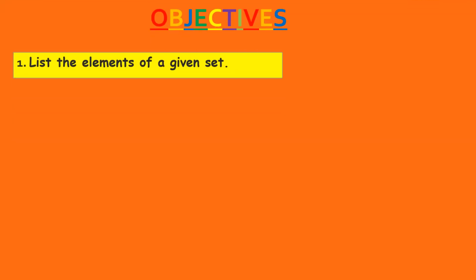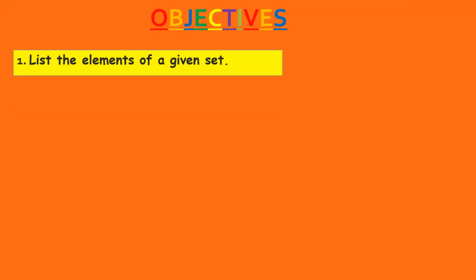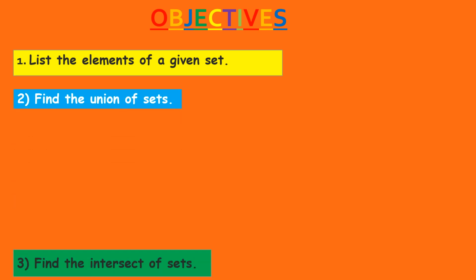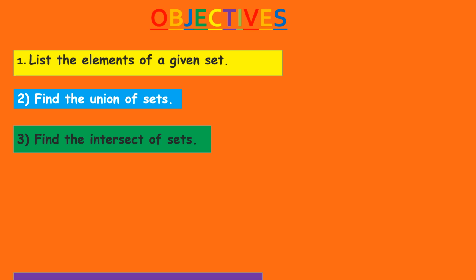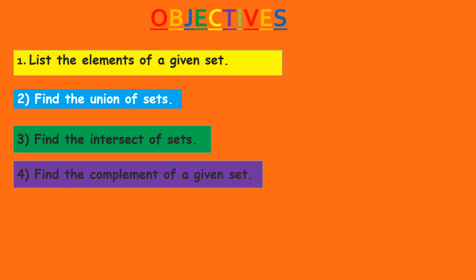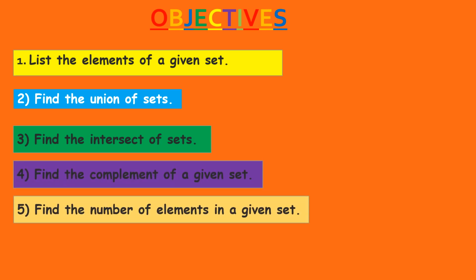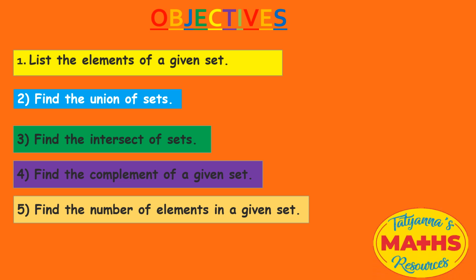Our objectives are: one, you're going to be able to list the elements of a given set, find the union of sets, find the intersect of a set, find the complement of a given set, and then find the number of elements in a given set.